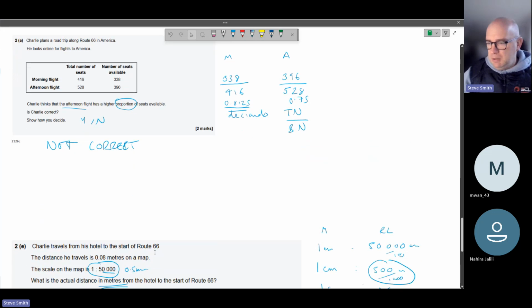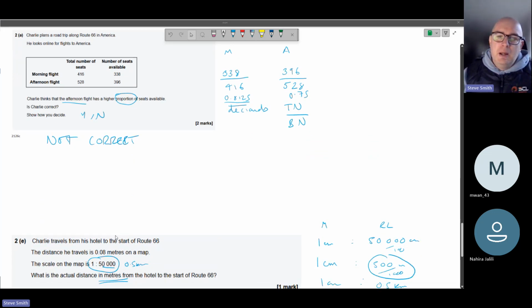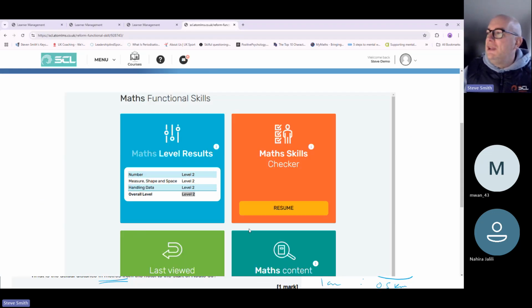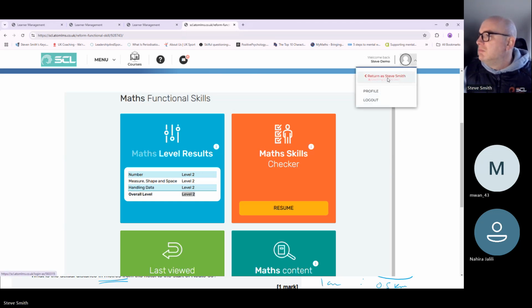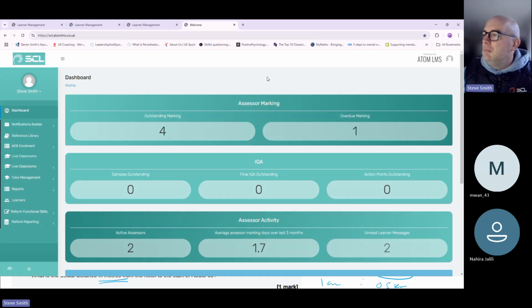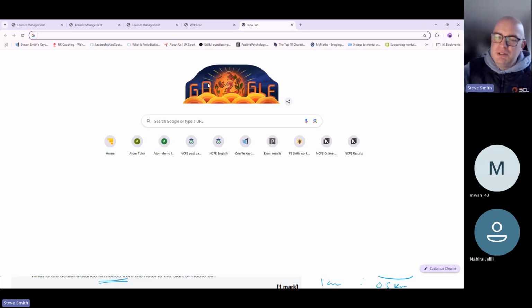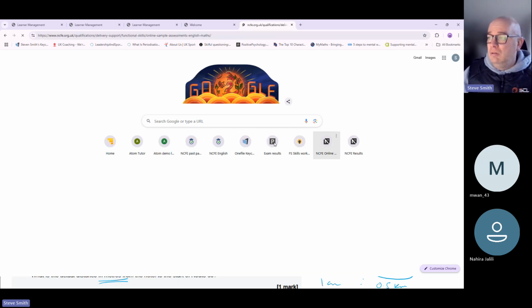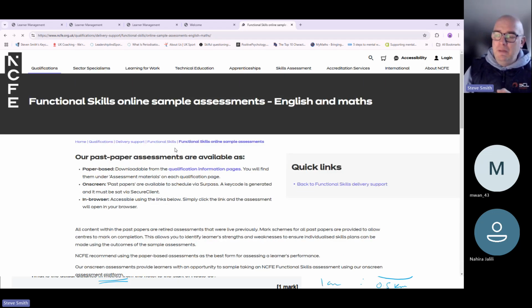If you want to have a go, let me just get onto the website, at any level 1 or any level 2 paper. I was going to show you on Atom, but on Atom there are the assignments. They're okay, don't get me wrong, the assignments are absolutely fine. They're just not exams. They're in the style of the exam and they're at the same level as the exam.